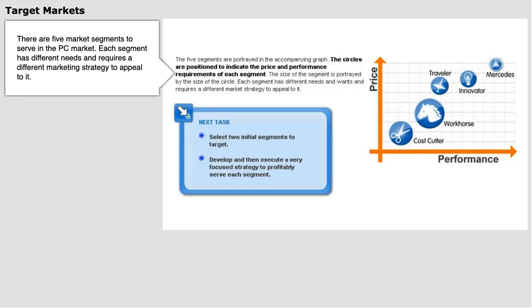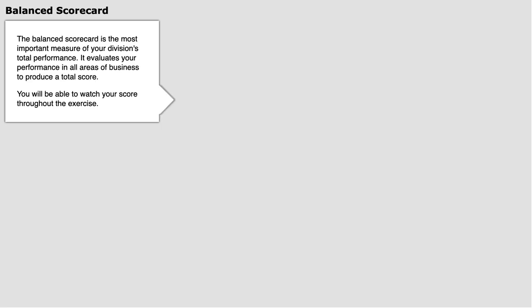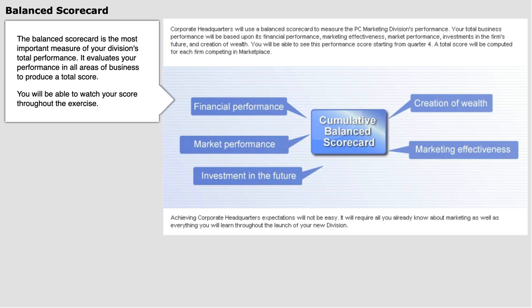There are 5 market segments to serve in the PC market. Each segment has different needs and requires a different marketing strategy to appeal to it. The balanced scorecard is the most important measure of your division's total performance. It evaluates your performance in all areas of business to produce a total score. You will need to be able to watch your score throughout the exercise.